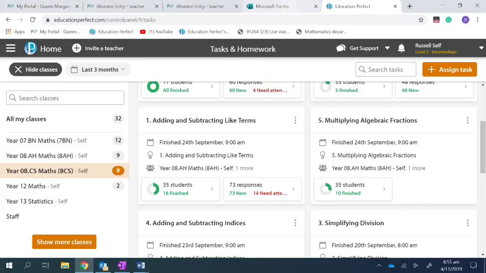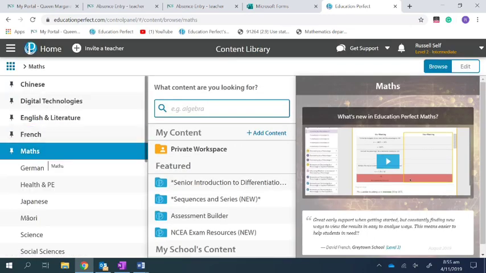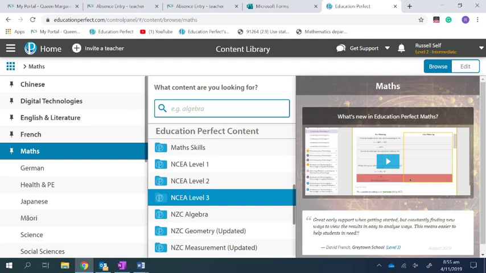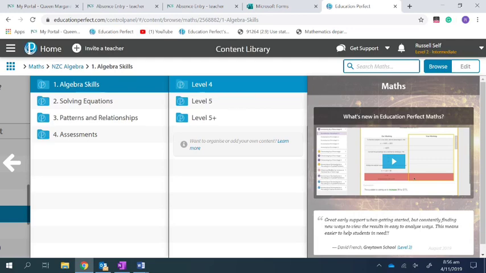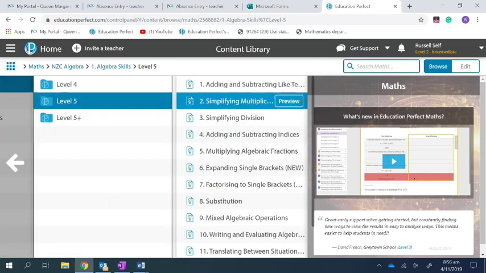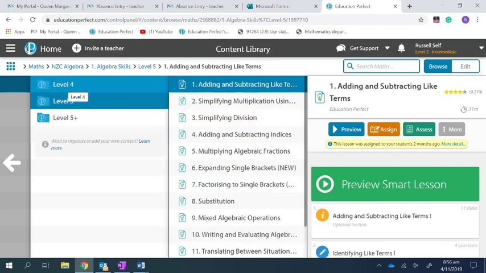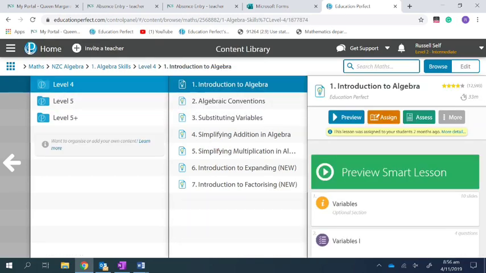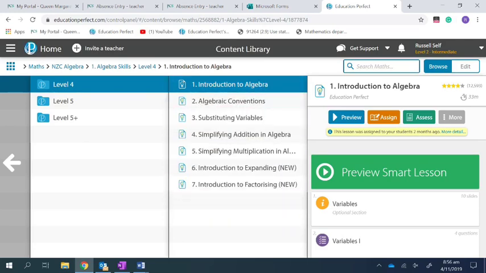Does everyone remember that you can still do everything with Education Perfect, even if it's not assigned? Just go to your content library, go to math, and then algebra. Algebra skills are what we're doing. You're working at level 5 because this is getting prepared for year 9, and year 9 is level 5. Here we have the topics. If you look at level 4, there's an introduction to algebra. That's where the stuff is that we talked about today.